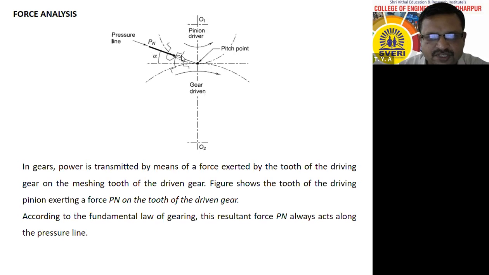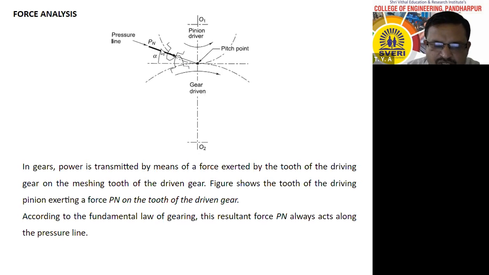This is the normal pressure line, Pn, along which the normal force Pn is acting. This pressure line is known as the common normal, whereas this horizontal line passing through the pitch point is known as the common tangent to the pitch circles at the point of contact. The point of contact is nothing but the pitch point. Therefore, the angle between the common tangent and the common normal is known as alpha. Alpha means pressure angle. Therefore, this normal force Pn is always acting along this pressure line.